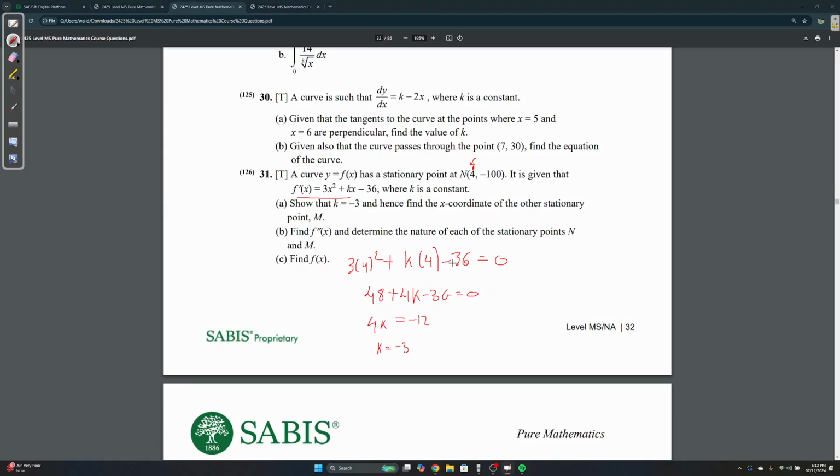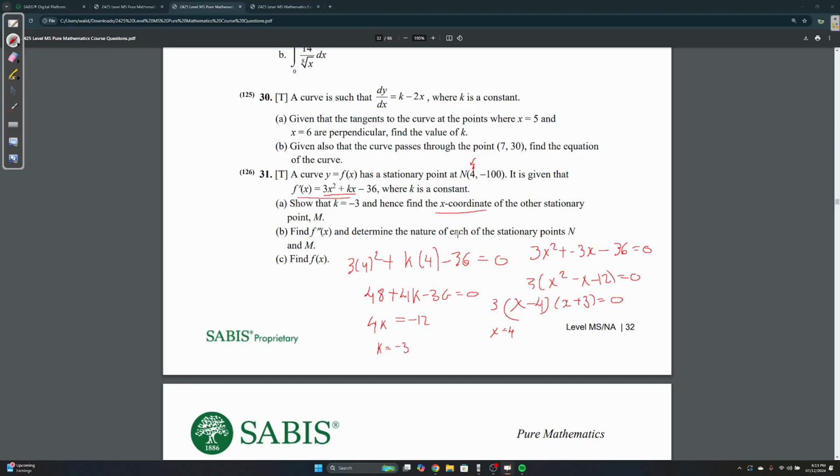How do you find the other stationary point? Remember, just equate the derivative to 0. So equate this to 0: 3x squared plus kx. Remember, we just found k as negative 3. So 3x squared minus 3x minus 36 equals 0. You can take 3 out. It's going to be x squared minus x minus 12 is equal to 0. So you're going to get two solutions. If you factor, you get x minus 4, x plus 3 equals 0. So your other solution is x equal to 4. So that's the x coordinate of the other one.